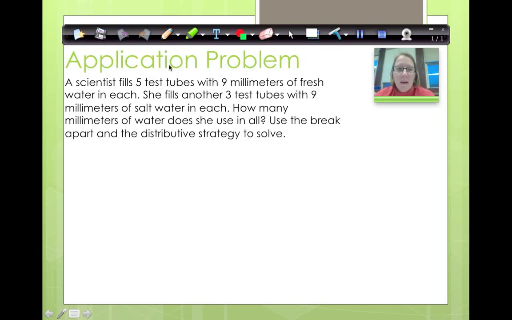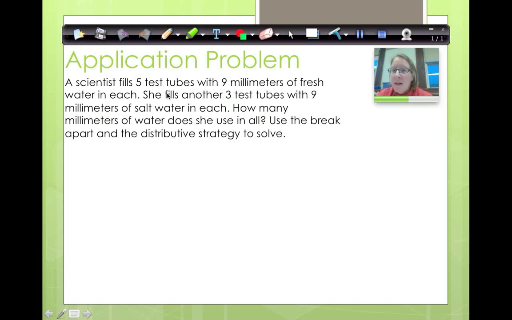Now, let's work on our application problem. A scientist fills 5 test tubes with 9 millimeters of fresh water in each. She fills another 3 test tubes with 9 millimeters of salt water in each. How many millimeters of water does she use in all? Is it asking about fresh water and salt water, or doesn't matter, just water, right? Fresh water is water, salt water is water.